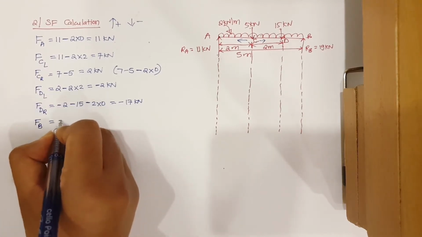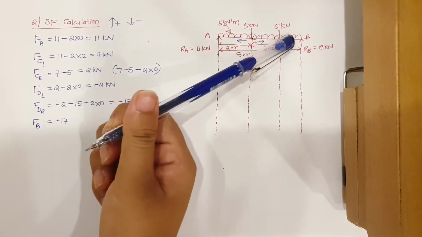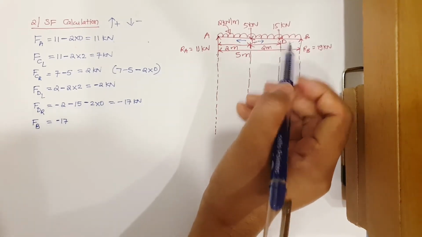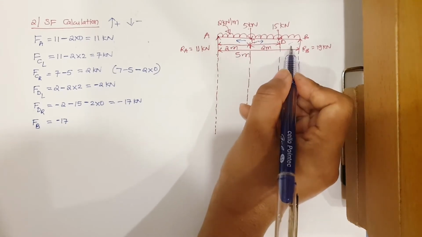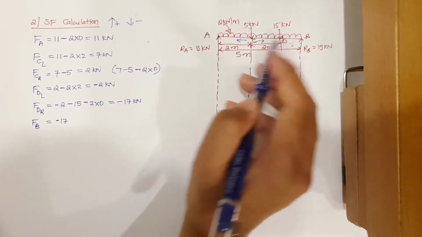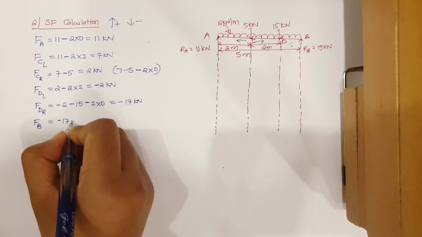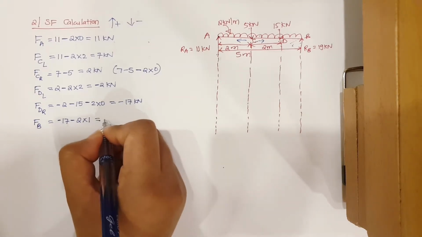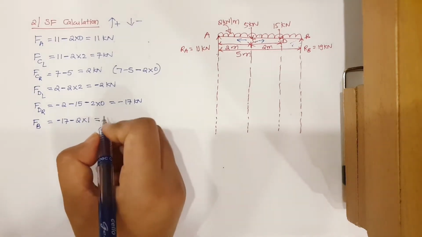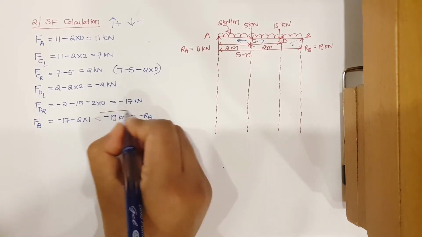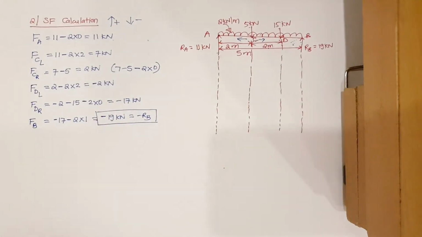Now the last force, at B. We got minus 17 last, right? Now at B, on the right hand side, a UDL has come running. How many meters has it run? If it is 2 and 2, then the remaining is 5 minus 4, so this is 1 meter. So we have the UDL running for 1 meter, so minus UDL intensity 2 into 1. So this is equal to minus 17 minus 2, which equals minus 19 kilonewton, which equals minus RB. So this is the force at B.